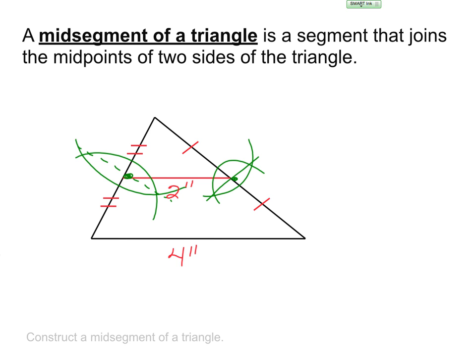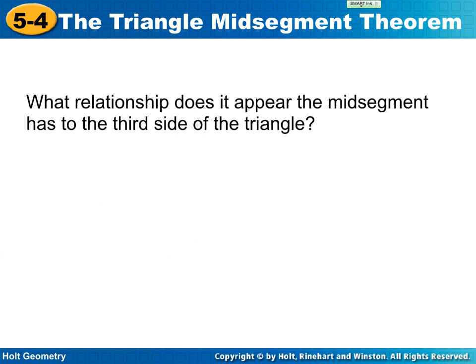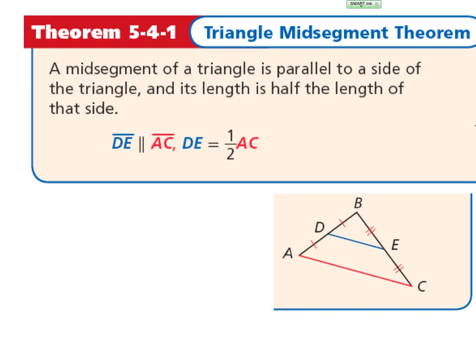Okay, those ideas, I think if you turn the page, are on the mid-segment theorem. The triangle mid-segment theorem: a mid-segment of a triangle is parallel to a side of the triangle and its length is half the length of that side. This theorem tells us 2 things about the mid-segment. It's parallel to a side of the triangle and it's half as long as that side. And we just investigated with it. We're actually going to work on proving it.